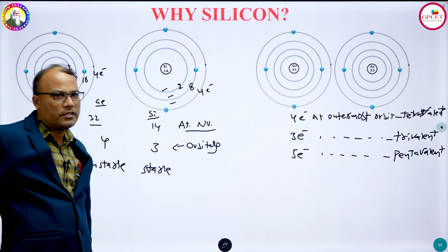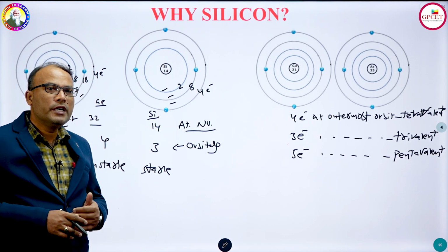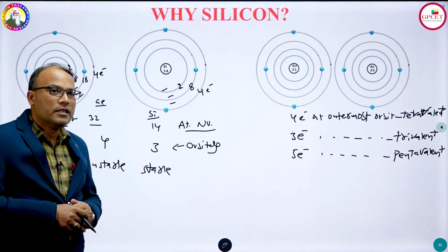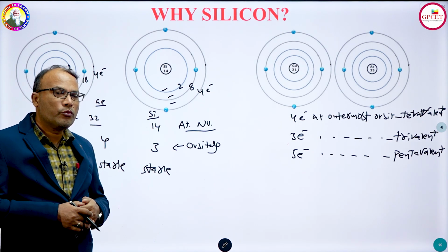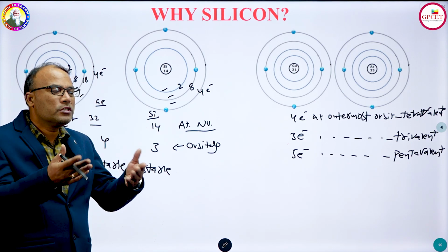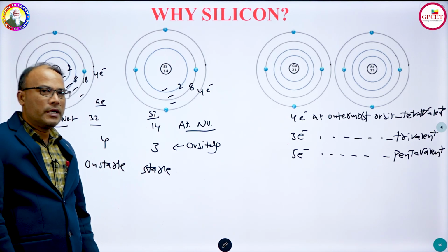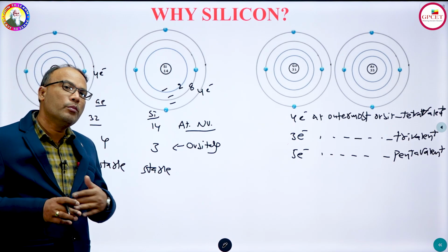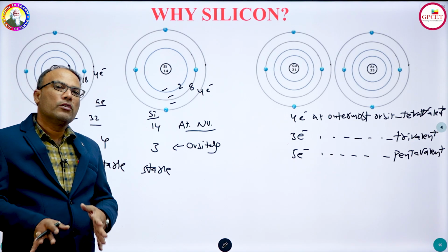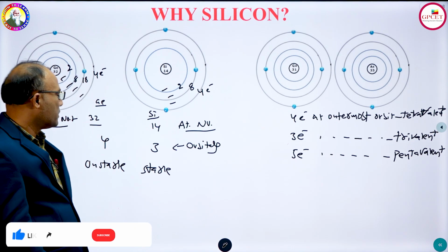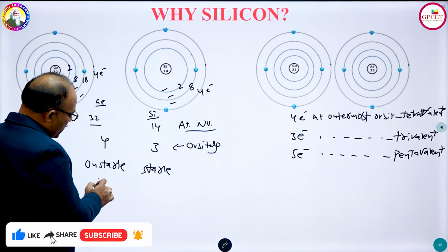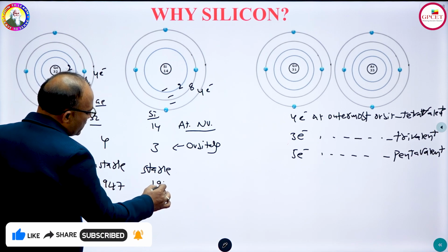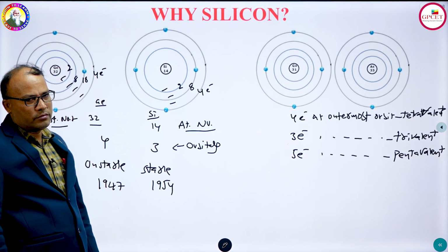What is stability actually? For every bounded input, we need to produce a bounded output only. That is called stability. In silicon material, for a bounded input of energy, it produces a bounded output of electrons. But in germanium material, if I give a bounded input, you get an unbounded output, which is called unstable in nature. Germanium material was introduced in the year 1947, whereas silicon material was introduced in the year 1954.